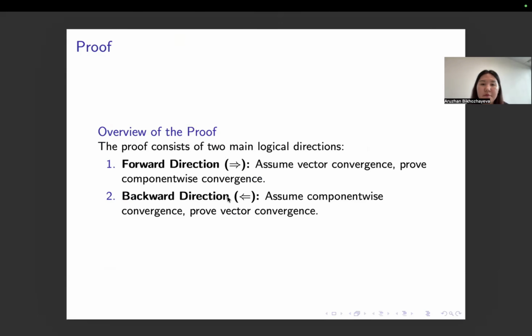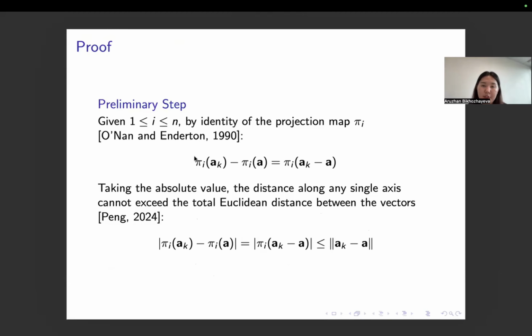And the proof for this theorem has two directions because it's an if and only if statement. First, we prove that vector convergence implies coordinate convergence, and then we prove the opposite direction, showing that coordinate convergence also implies vector convergence in Rn. Before proving either direction, we need to establish an important inequality to use in our proof.